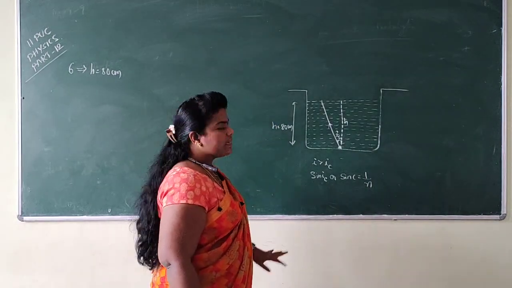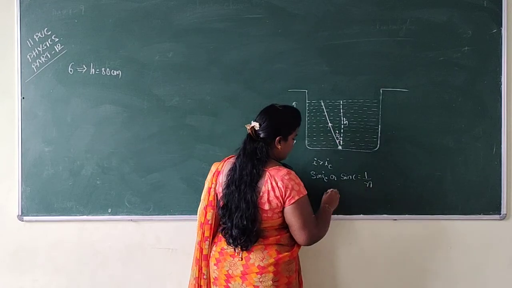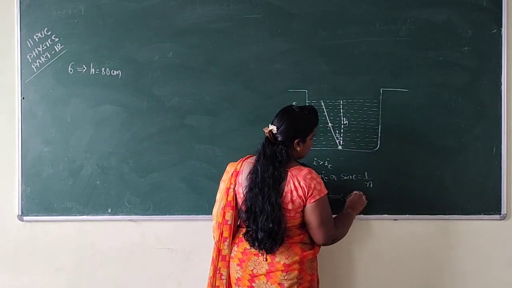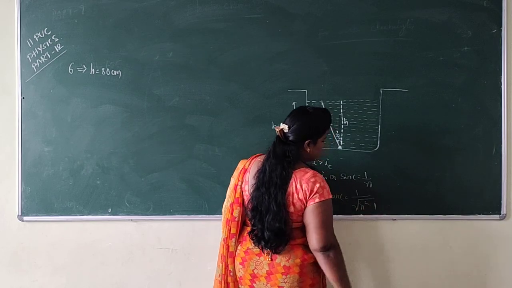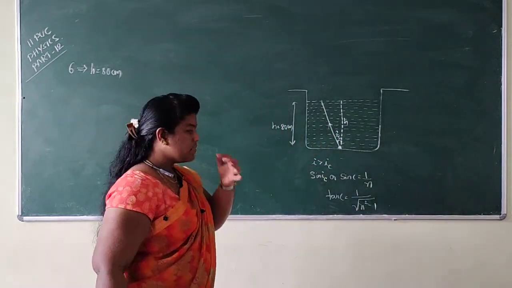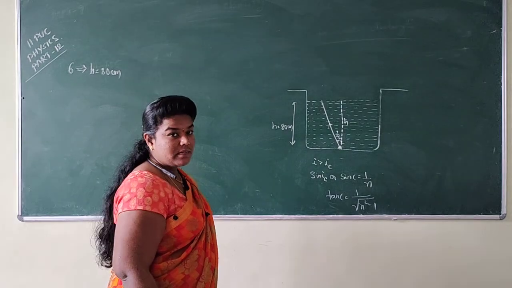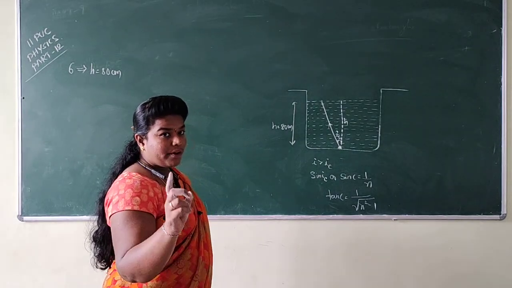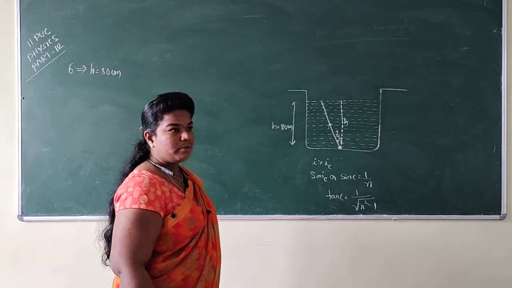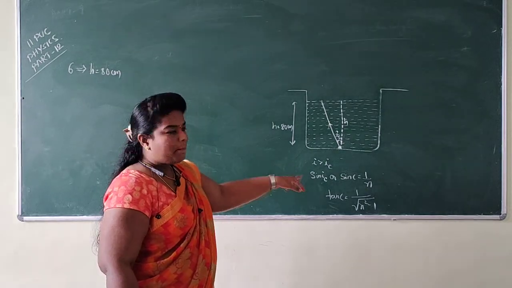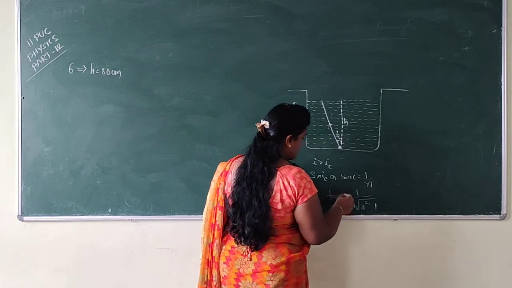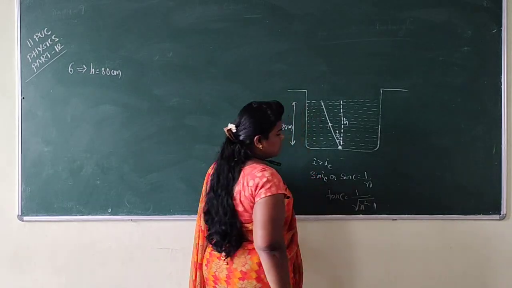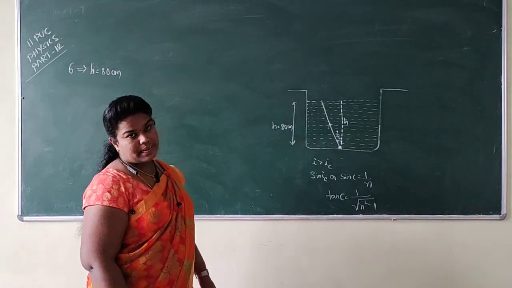However, we need tan IC. Sin C is 1 by n. So how do you write tan C? It is 1 divided by square root of n square minus 1. We are using mathematics to write this. So tan C, or tan IC, can be written as 1 divided by square root of n square minus 1.